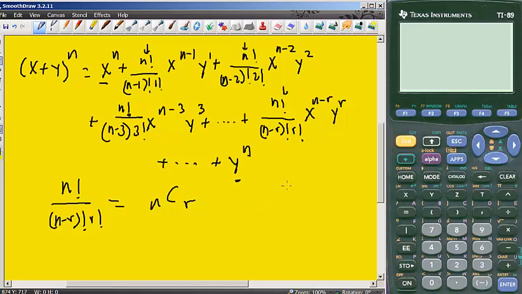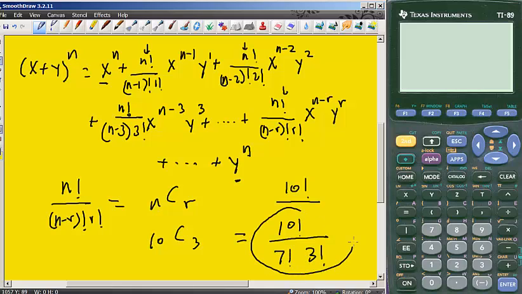Alright. If you have 10 choose 3, then that would be 10 factorial over, what's 10 minus 3? 7 factorial times 3 factorial. That's where you get the numbers from. Okay? That is your binomial theorem. You will need this to prove the derivative.